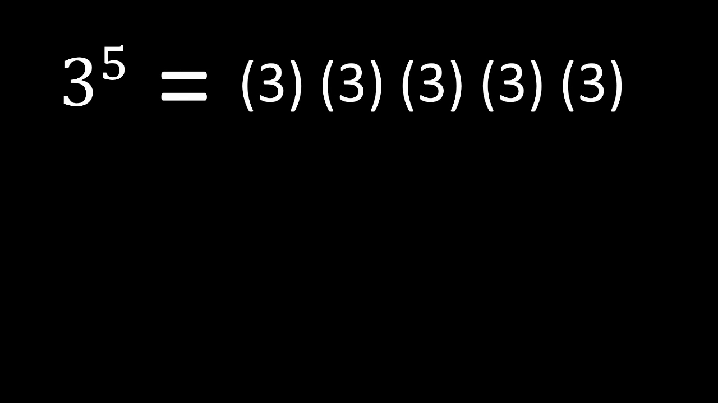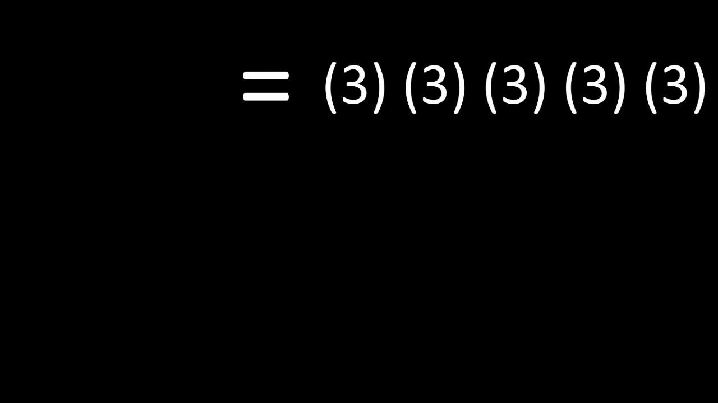So let's start with something simple like 3 to the 5. We're just going to say that's equal to, well, 3 times 3 times 3 times 3 times 3. And that's going to be equal to a product, right? A product is just something multiplied by something else. So we could actually remove that 3 to the 5, shift that over, and say we have a product which is equal to 3 times 3 times 3 times 3 times 3.